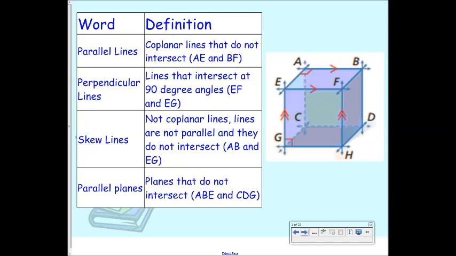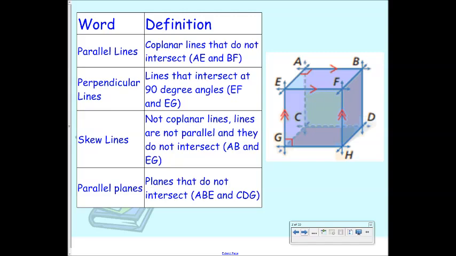HG or GH, however you want to say that. It's also perpendicular to EF, because it makes a 90-degree angle there. So for perpendicular lines, you're looking for basically square corners. This symbol right here, these little arrows, means parallel. These little square boxes mean perpendicular, because they also mean right angles. So wherever you see a right angle, those two lines are perpendicular.